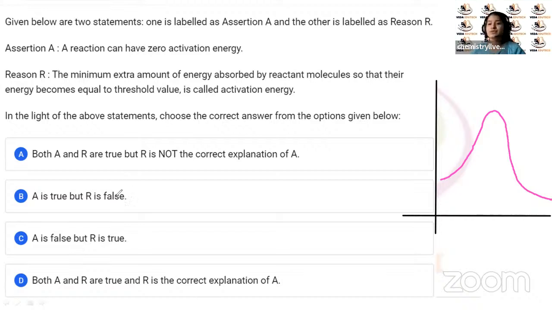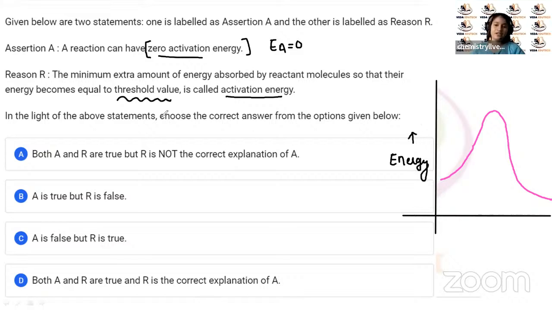Let us discuss this question, children. What is given? One assertion is given to you and it is telling that a reaction can have zero activation energy. It is talking about zero activation energy. Okay. Then it has given the definition of activation energy: the minimum extra amount of energy absorbed by reactant molecules so that their energy becomes equal to the threshold value is called the activation energy. So let us have some discussion. So what exactly is it? So this is the energy profile diagram, children. This is the energy.